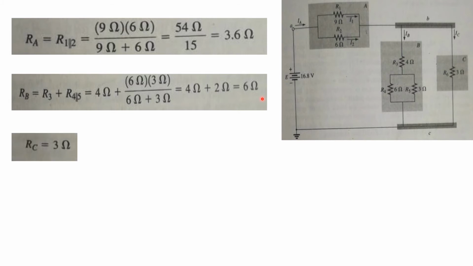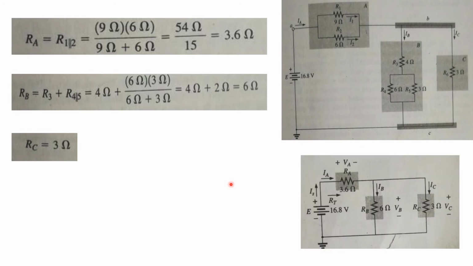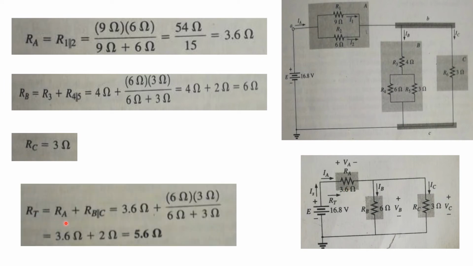Now RC, which is the resistance of this shaded region, is equal to R6, which is equal to 3 ohms, because it contains only one resistor. So in the equivalent circuit, we find RA, RB and RC. Now find the value of the total resistance of this whole circuit. From the figure you will see that RB is parallel with RC, and this parallel configuration is in series with RA. So we can write that RT is equal to RA plus RB parallel to RC.